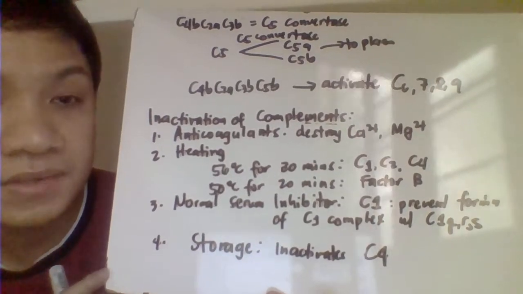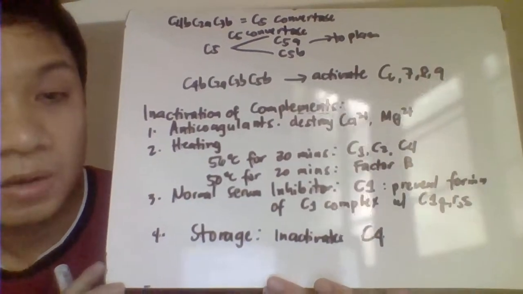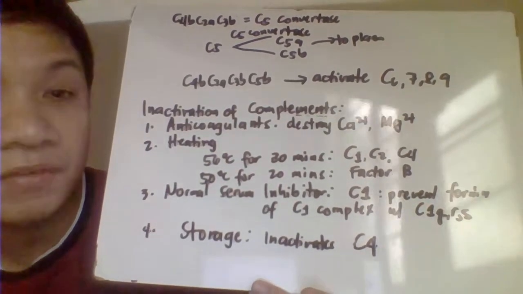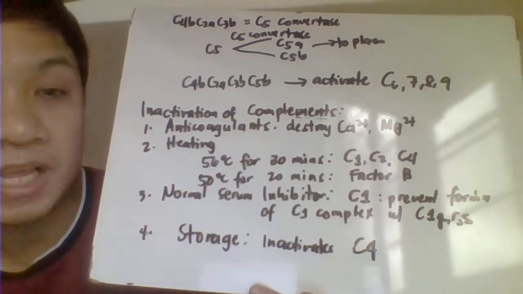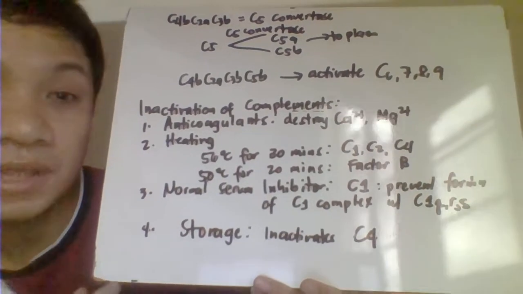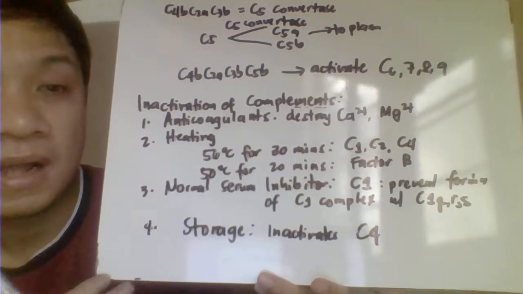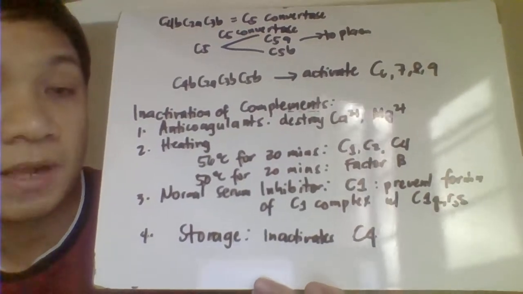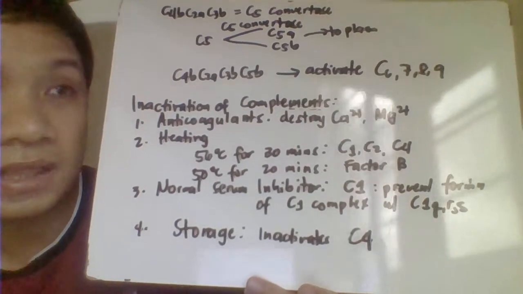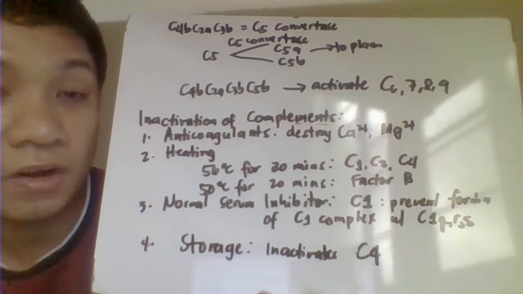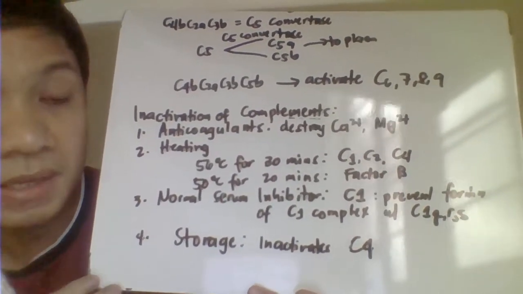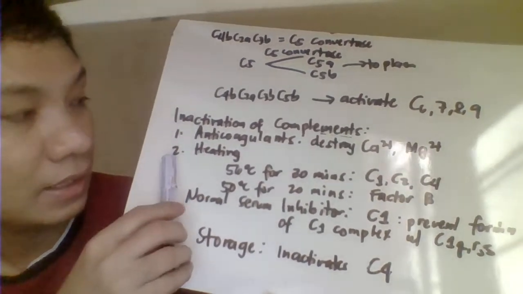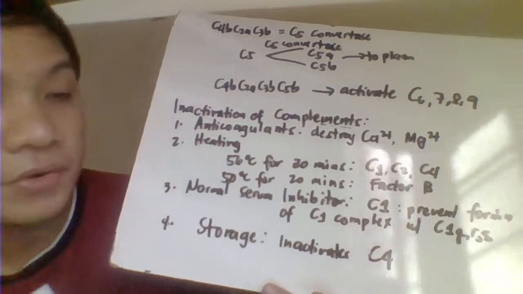And therefore, if you are asked what would be the specimen of choice when we are doing the complement determination, or the determination of the level of your complement, you should not collect your blood in an anticoagulated tube, because the anticoagulant tends to destroy your calcium and even your magnesium, and therefore it will not allow the activation of your complement. So for complement testing, you should use serum as your sample.